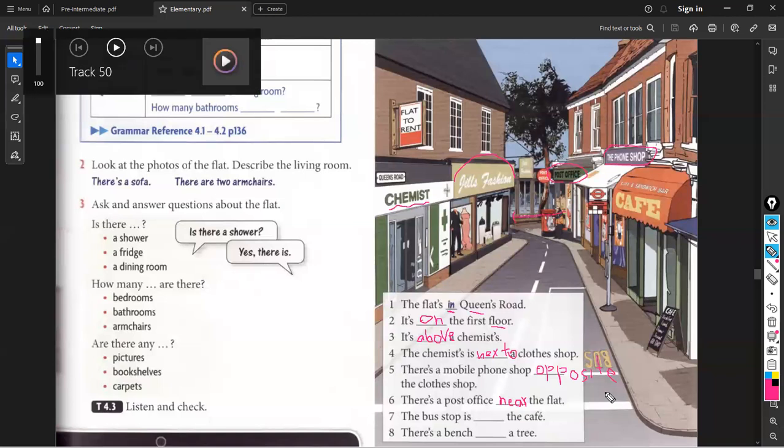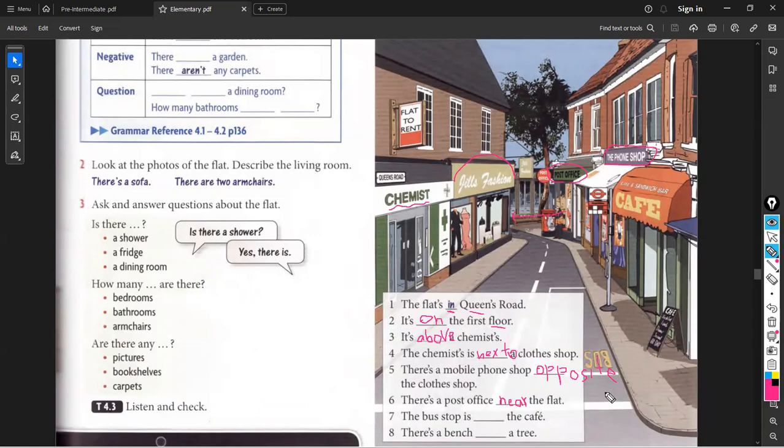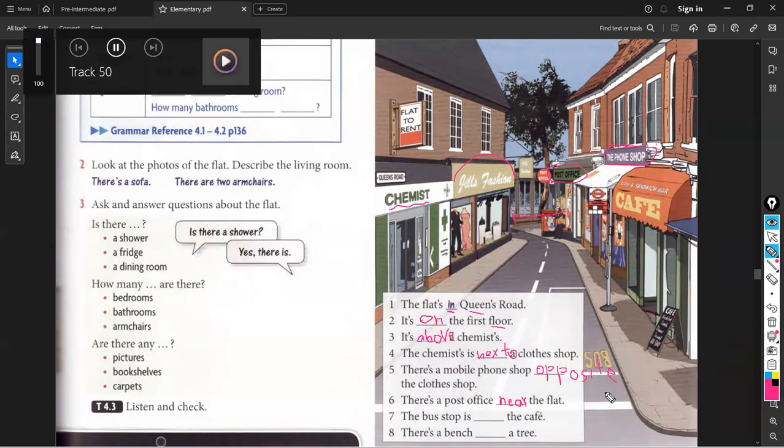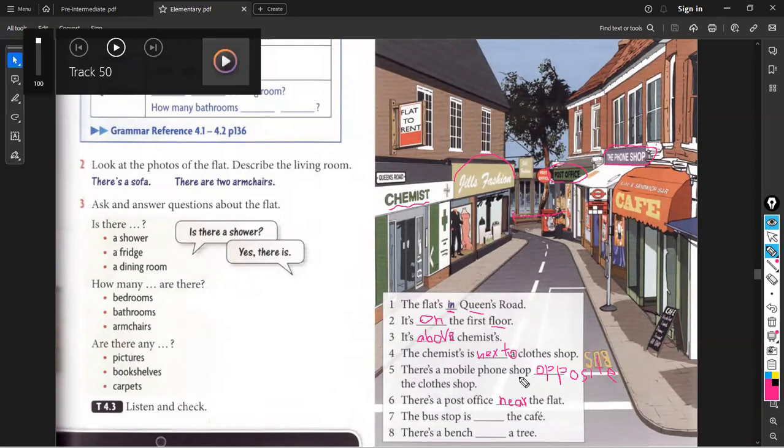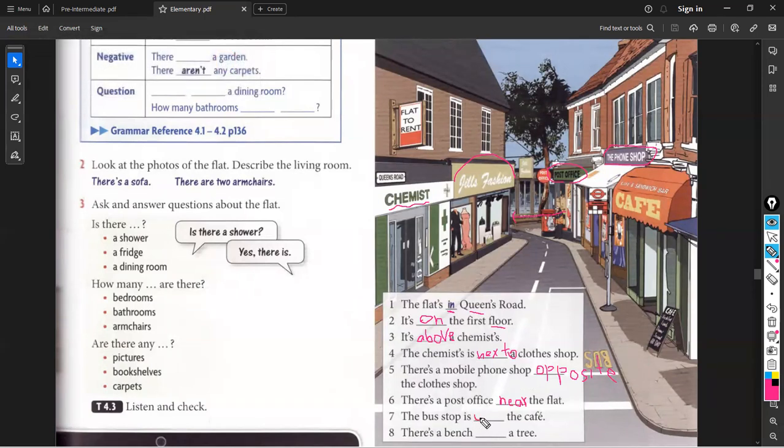Amazing. It is correct. Now 7 is saying the bus stop is the cafe. Outside. Amazing. Let's listen. Outside. That's correct. 7. The bus stop is outside the cafe. Thank you so much. So the bus stop is outside the cafe.